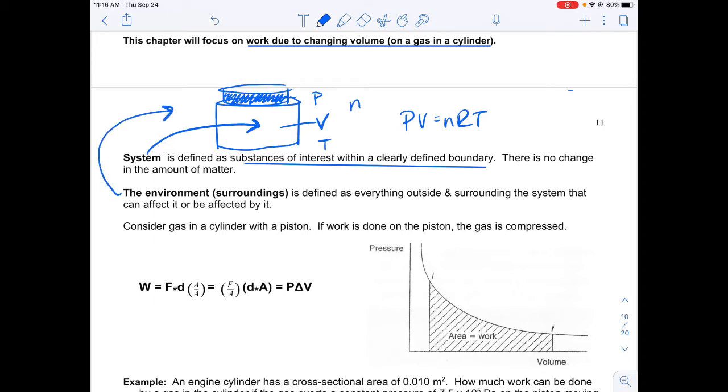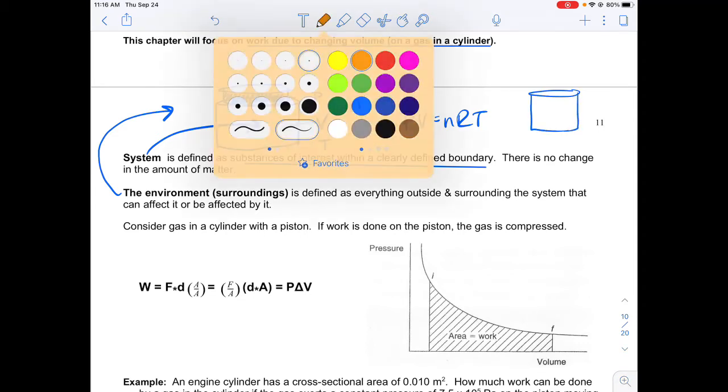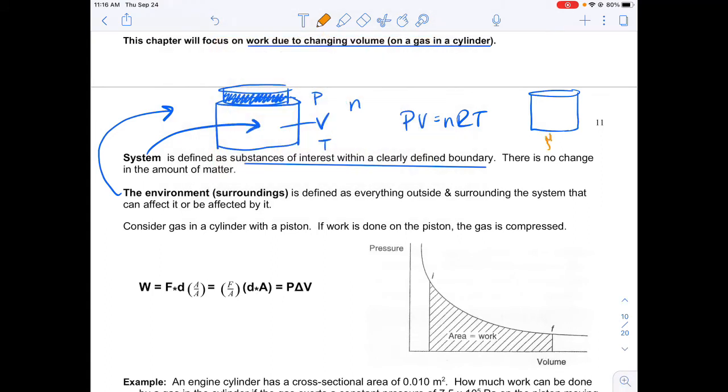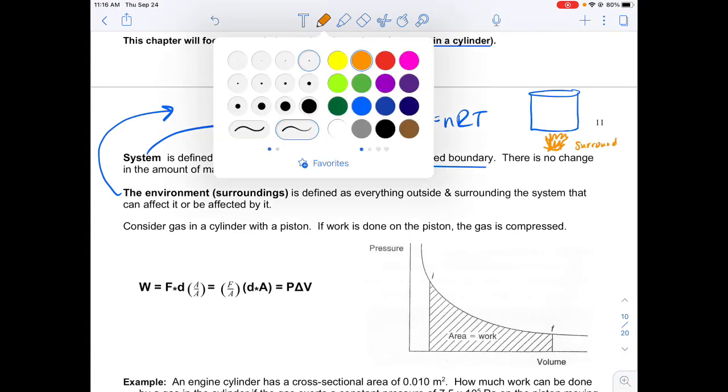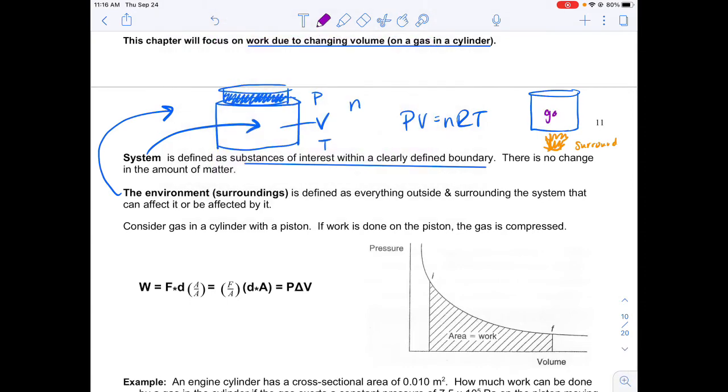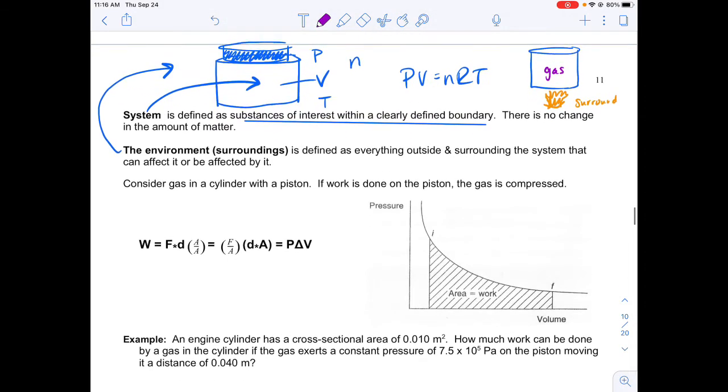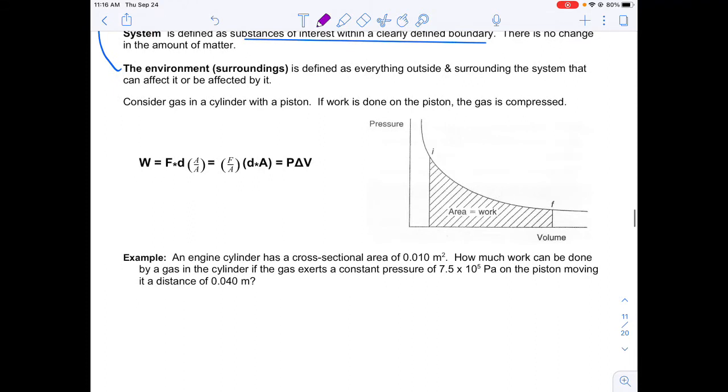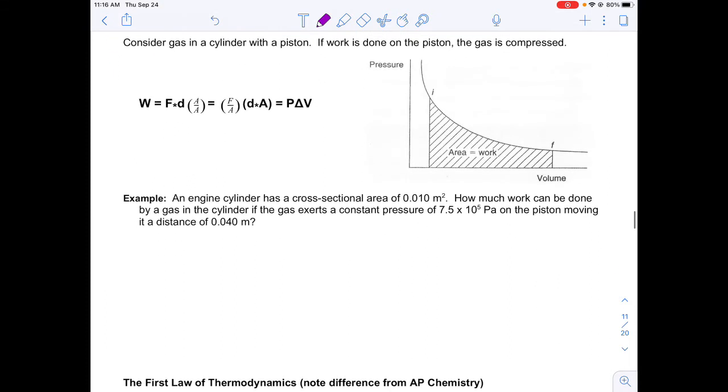Now, we did some PhET simulations where we had a cylinder or a closed box, and then underneath that there might be a fire. Okay, so that fire would be the surroundings, and then the gas inside the cylinder would be the system. Okay, consider gas in a cylinder with a piston.